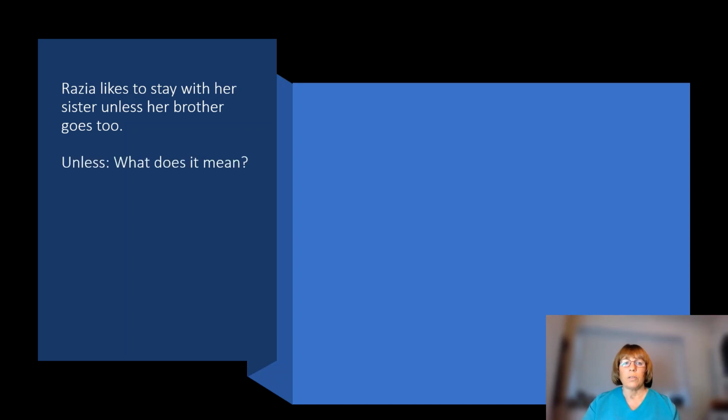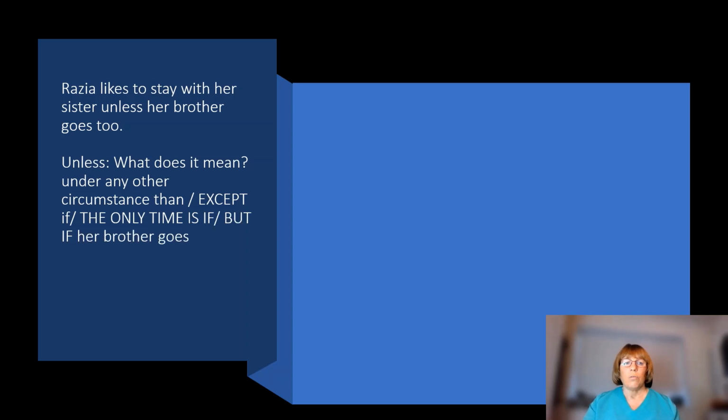And if the sentence was, Razia likes to stay with her sister unless her brother goes too, we're doing the same process. What does it mean? Unless used as that linking word, it means exactly the same as the other sentences we've just looked at. The only time Razia would stay is if her brother goes, she won't like it. Again, the next step, put it into your own words.